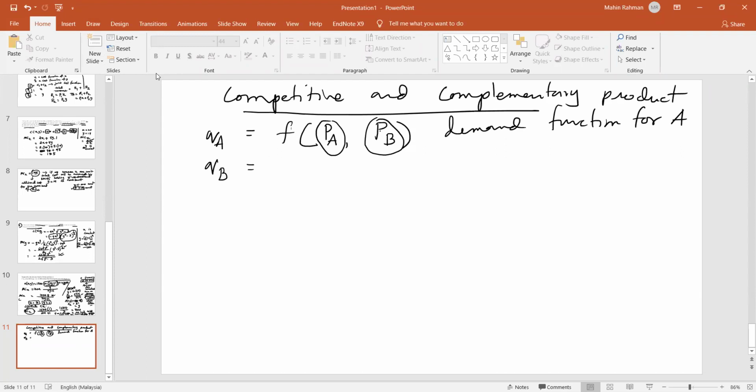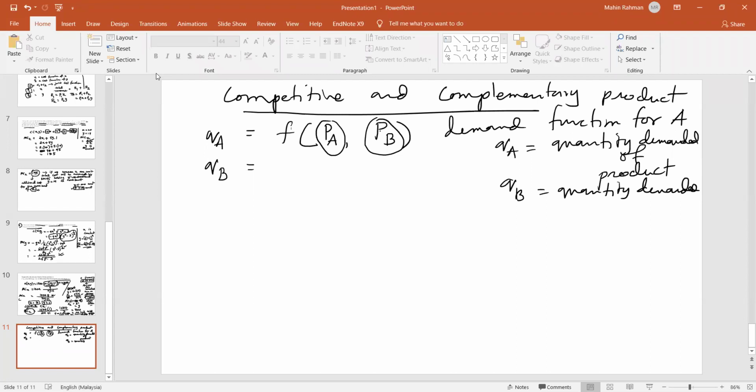Madam, what is QA? QA is the quantity of product A. QA is called the quantity demanded of product A, like how much people will purchase product A. It depends on the price of product A and also the price of product B. And this is called the quantity demanded of product B, that means how much people will buy product B. It depends on the price of product A and also the price of product B. Okay, that is the rule.